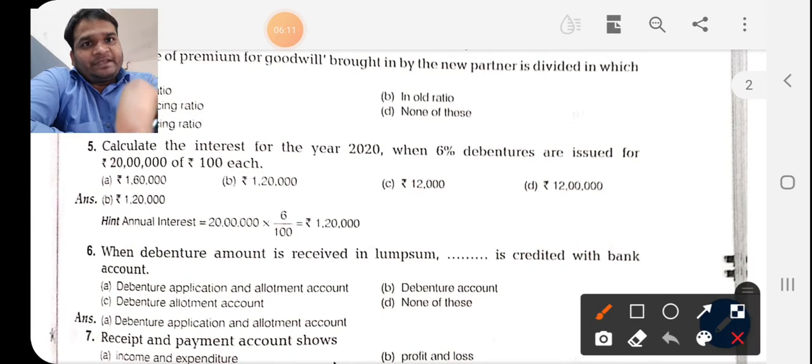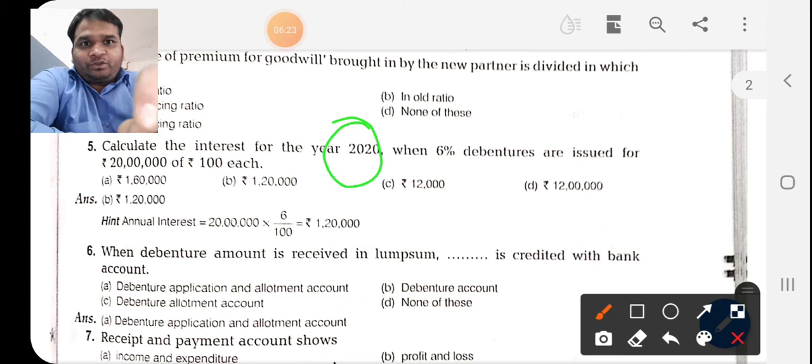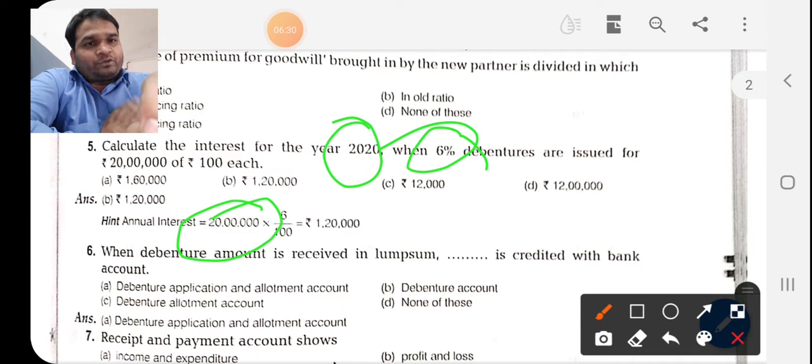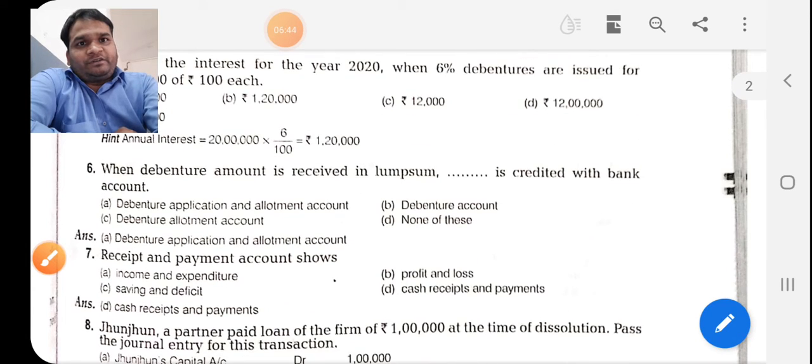It says: calculate the interest for the year 2020 when 6% debentures of 20 lakh are issued at rupees 100 each. Your debenture is the loan amount which is given to you, and this is the percentage at which you have to calculate. When you calculate 20 lakh at 6%, it will come to 1 lakh 20,000. So your answer will be 1 lakh 20,000 in this case. Let us move on to our next question.